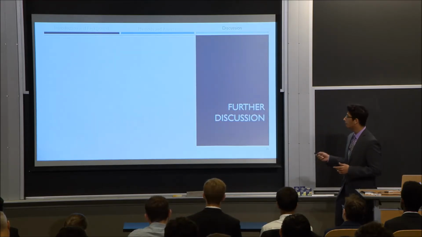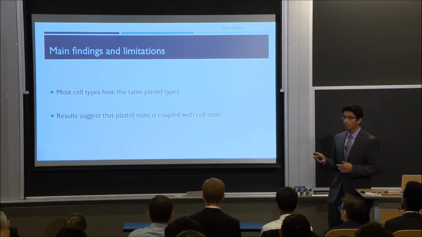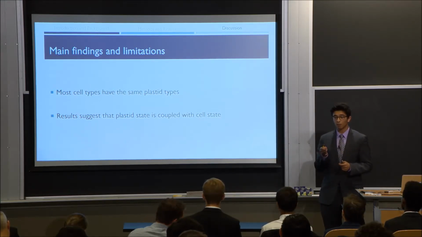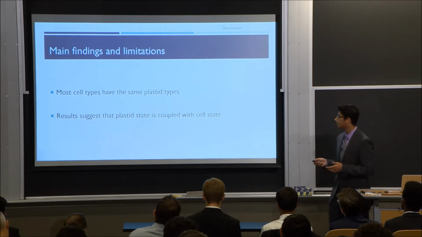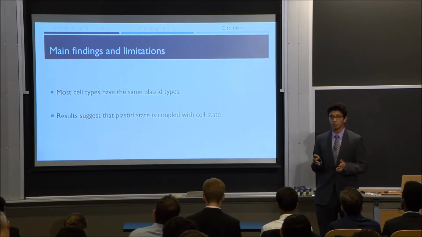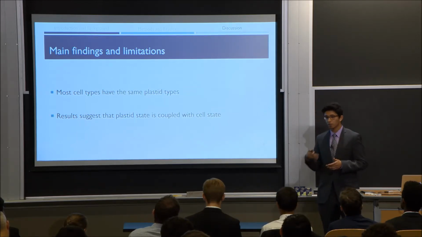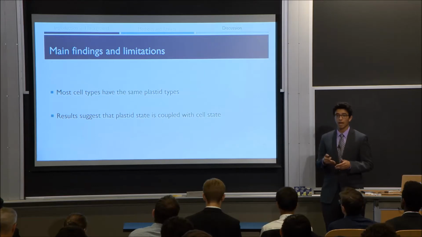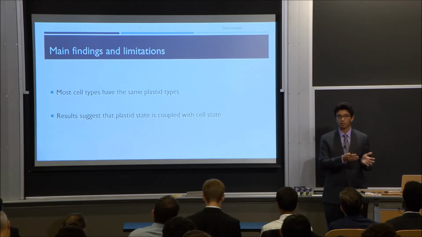Now, to wrap up, this study gives insight into the question of plastid heterogeneity. We were able to find that most cells of the same type have the same plastids, but we still do see some indication of heterogeneity. Also, our results suggest that at least for proplastid gene expression, it is in fact coupled with cell state. But further research will be necessary to actually confirm this. For example, cells at the end of the trajectory need to be verified as actually more differentiated than cells at the beginning of that pseudo-time trajectory.